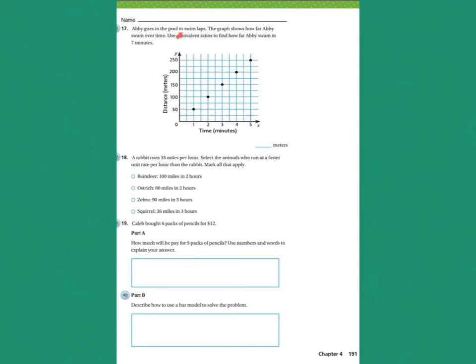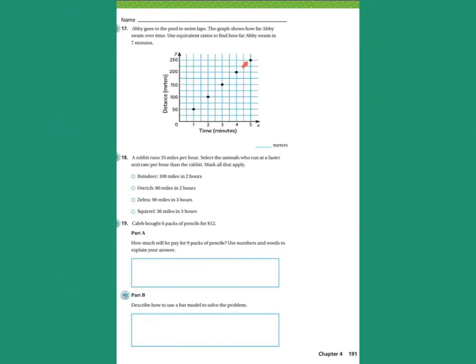So Abby goes to the pool to swim laps. The graph shows how far Abby swam over time. Use the equivalent ratio to find out how far Abby swam over 7 minutes. So we have our 1 minute is 50, 2 minutes is 100, 3 minutes is 150, 4 minutes is 200, 5 minutes is 250. So it looks like every minute we're going up an additional 50.